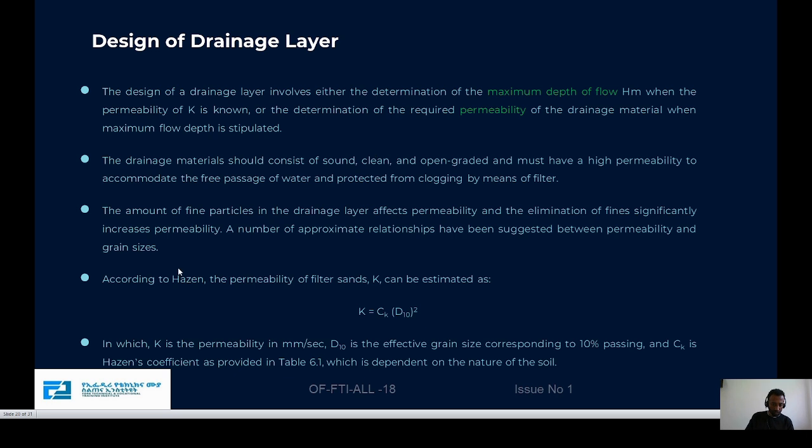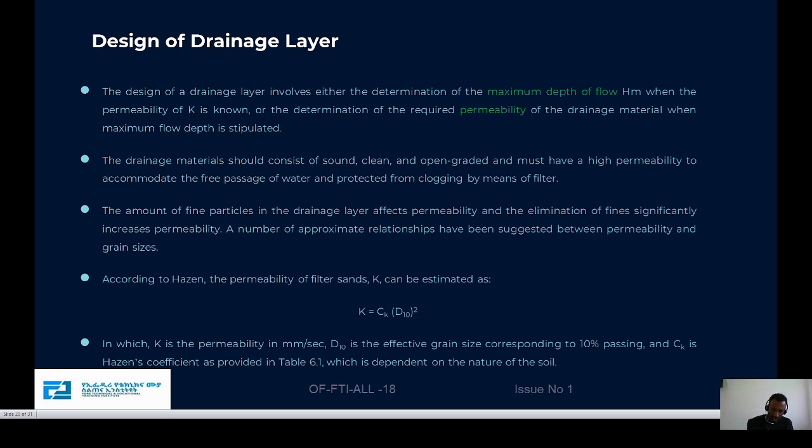The amount of fine particles used in the drainage layers affects the permeability, or it causes clogging of the holes. So this decreases the permeability. So using the perfect or suggested grain size is very important.